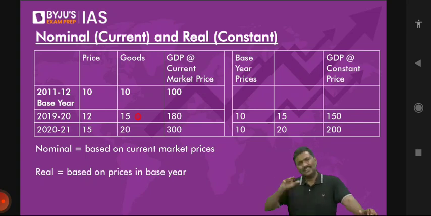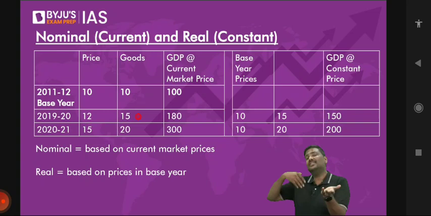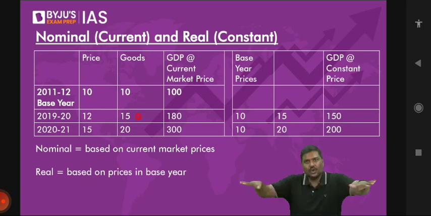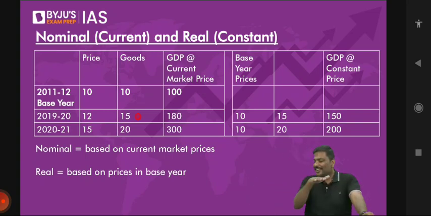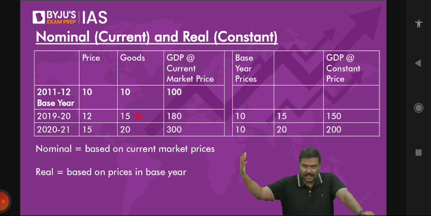Stagflation is basically a situation wherein there is stagnated growth. Stagnant means growth will stall. Now you'll ask me, sir, what is stalling? Growth will become stalled or stagnant, and the inflation rate will be very high. The unemployment rate will also be very, very high. So that situation is called stagflation.